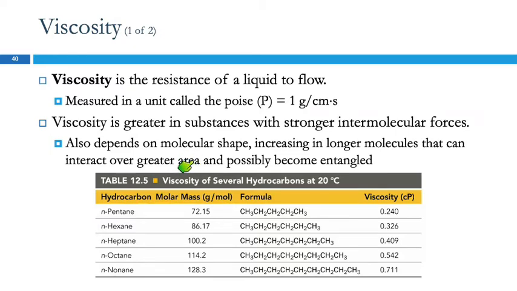So molecular shape will affect this. Here we can see this with the normal alkanes. Their molar mass is increasing, but also the length of these chains. And they're not just straight molecules, they're kind of like cooked spaghetti, and so they can actually tangle around each other. And we see that the viscosity also increases as we go down there.